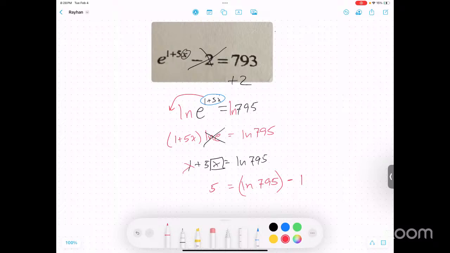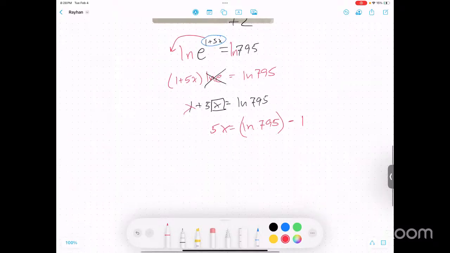And that means I have 5x on this side. Now how do I get x by itself? You have to divide each side by 5. Very good. So this is your answer.